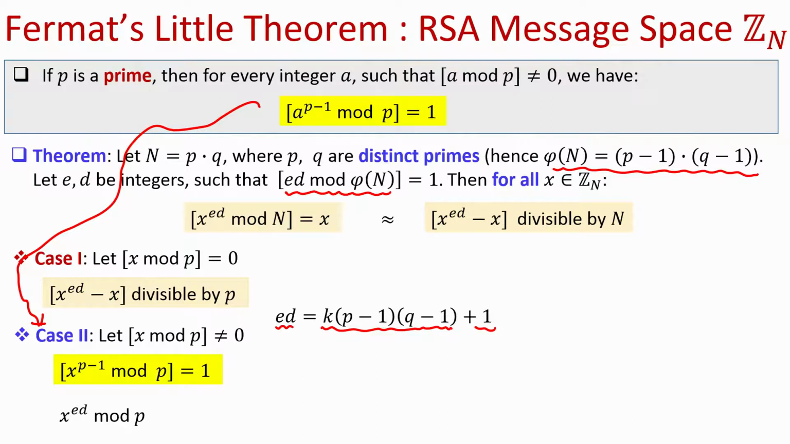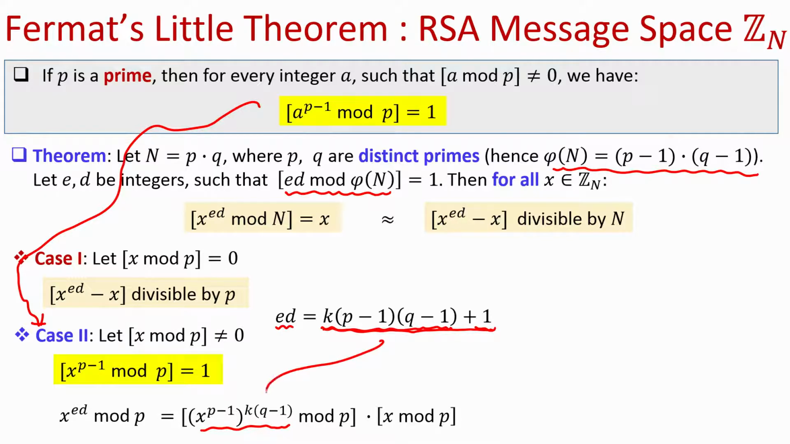And now, if I want to find out the value of x to the power ed modulo p, I know that ed is nothing but k times p minus 1 times q minus 1 plus 1. So, I can rewrite x to the power ed modulo p as x to the power p minus 1 whole raised to the power k times q minus 1, and this plus 1 will contribute another x modulo p. That is what x to the power ed modulo p will be, and I know that x to the power p minus 1 modulo p is 1. That means this thing is nothing but 1, and 1 raised to the power k times q minus 1 is going to give me 1 only. That means this entire first bracket is going to give me 1. So, I can say that x to the power ed modulo p is nothing but x modulo p, right.